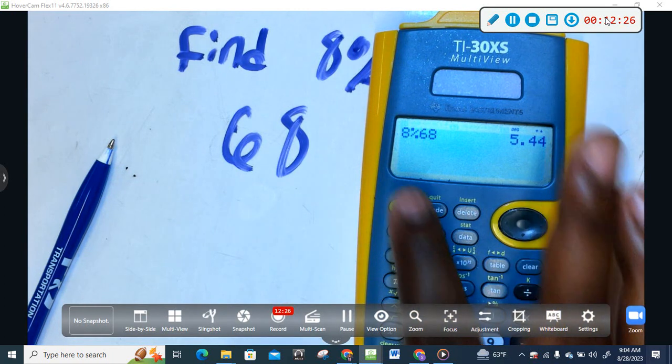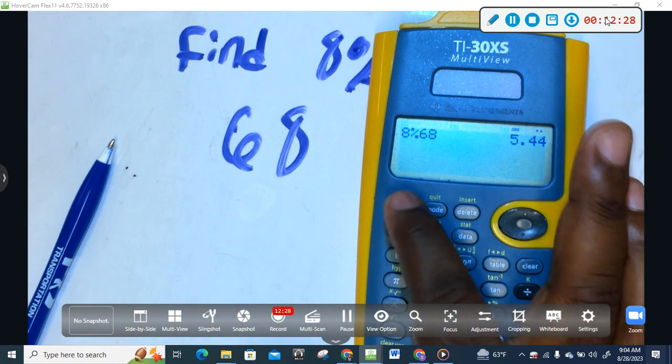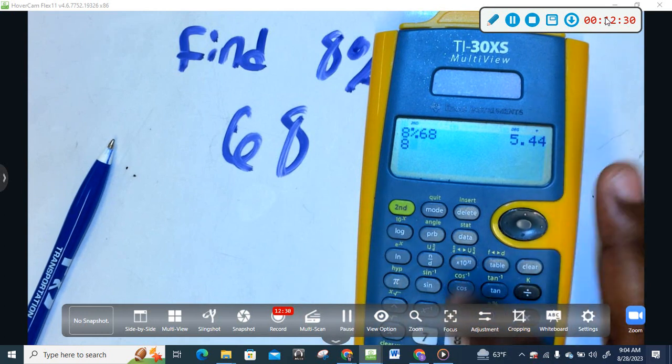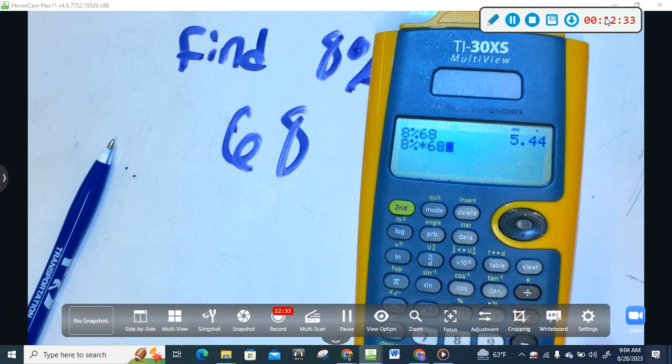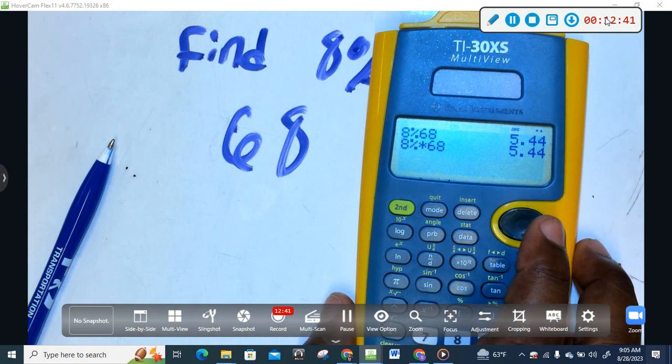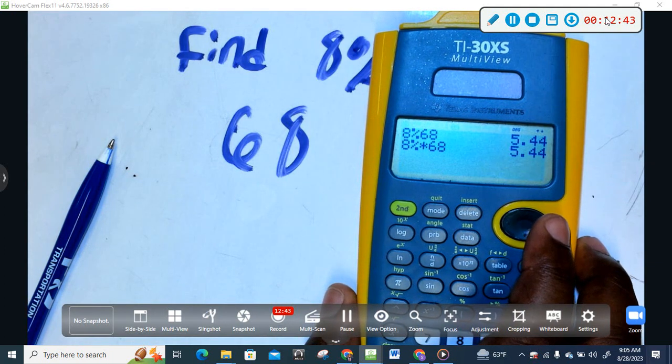Or if I'm used to it in my head, I know that I need to multiply something: 8% times 68, and I get the same number. If I need to, in my head, multiply that, you can. But that's how you do percentages in the calculator.